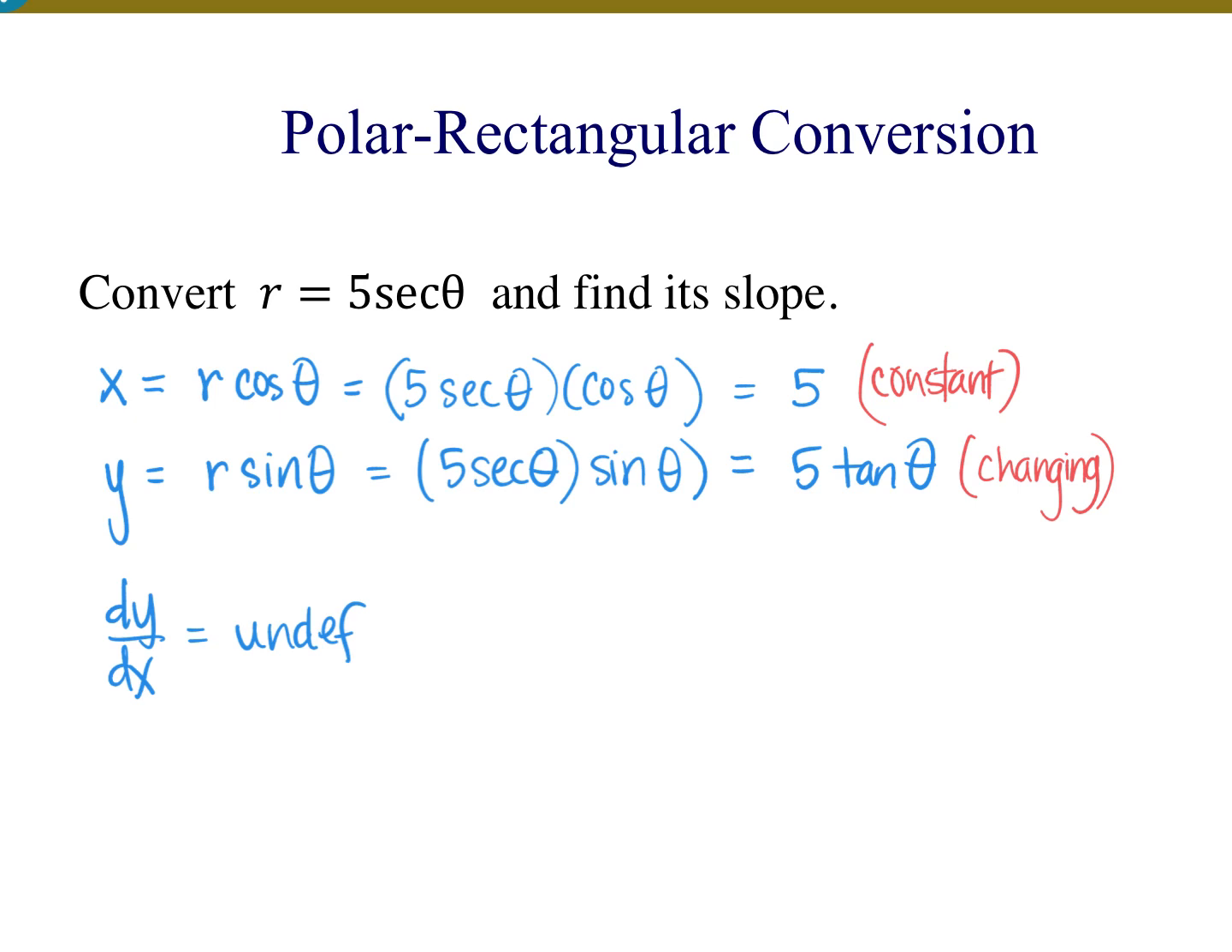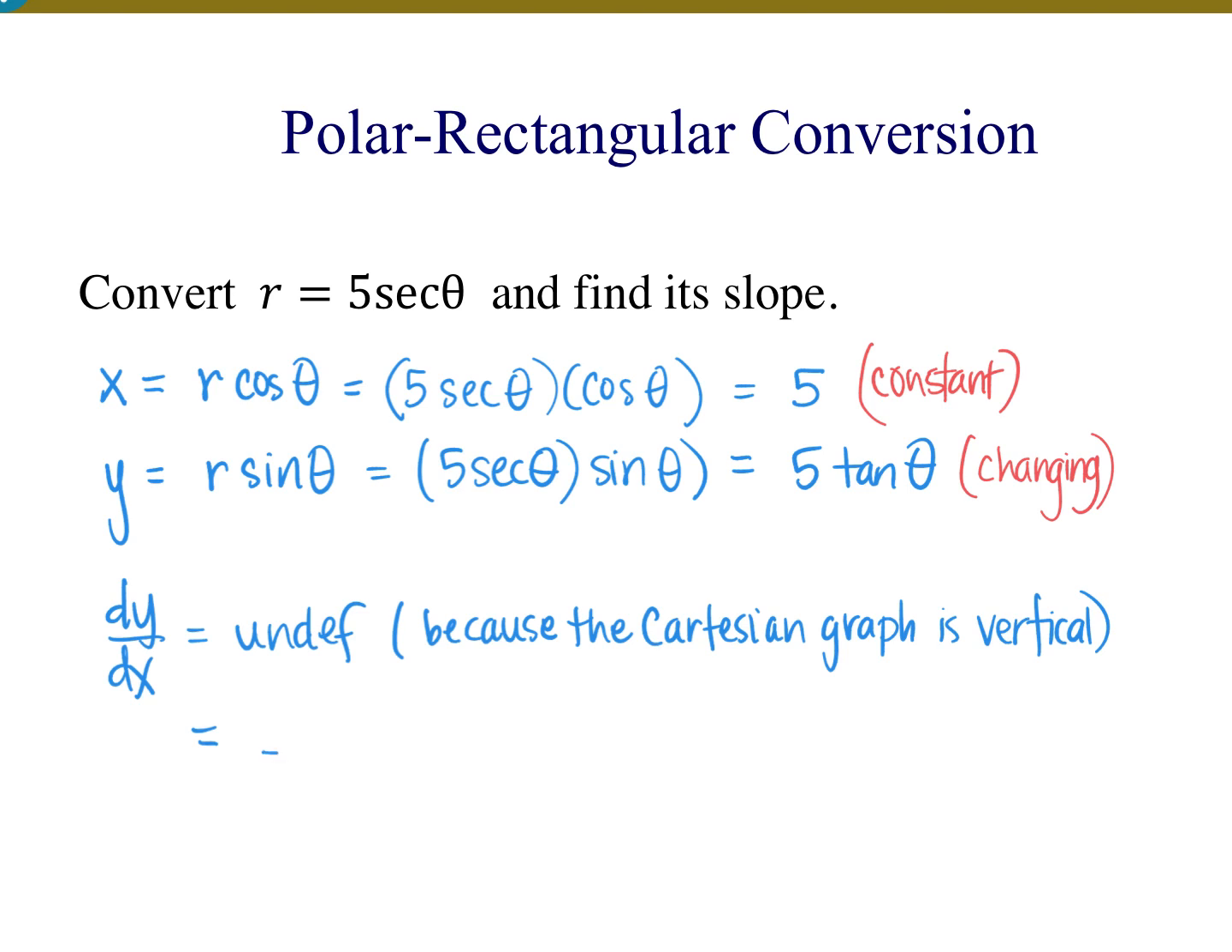Now, what if you happened not to consider that? What if you happened to not realize that it was a vertical line? So I'm going to write here, because the Cartesian graph is vertical. All right, but say that happened to slip your notice. Could you still do it the regular way? The answer is sure. You're just going to put the derivative of y over the derivative of x. All right, so what is the derivative of y if y is 5 tan theta?